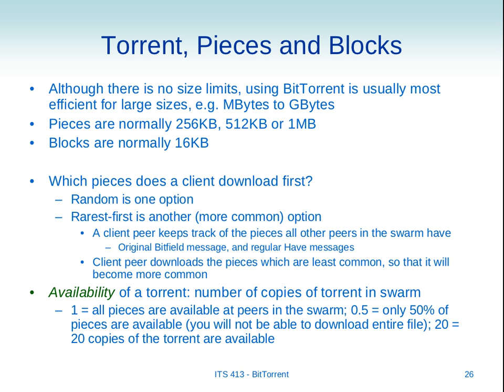The last concept we'll introduce is availability, which measures the number of copies of a torrent in a swarm. Because there are many peers, there may be seeds. Some of those peers are seeds. Some have different sets of pieces. The availability of one means that all pieces are available at the peers in the swarm.